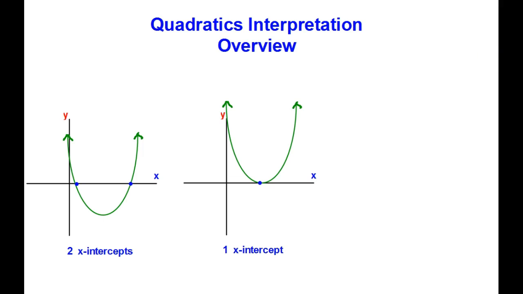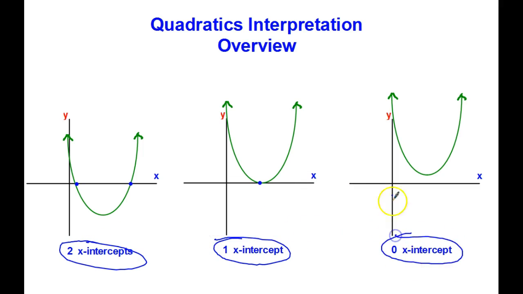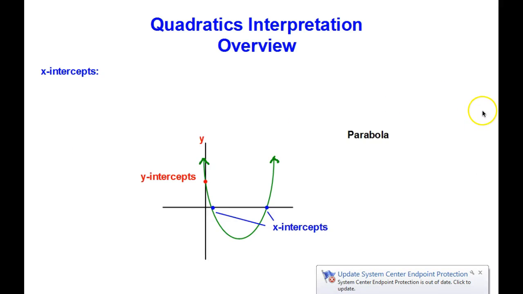And then yet still, we have others that have no x-intercepts at all. In other words, the vertex is above the x-axis, so it never crosses. So these are three different possibilities. You might have two x-intercepts, only one, or even none, depending on where the parabola is located for a particular quadratic function. So that's something that we know for sure.